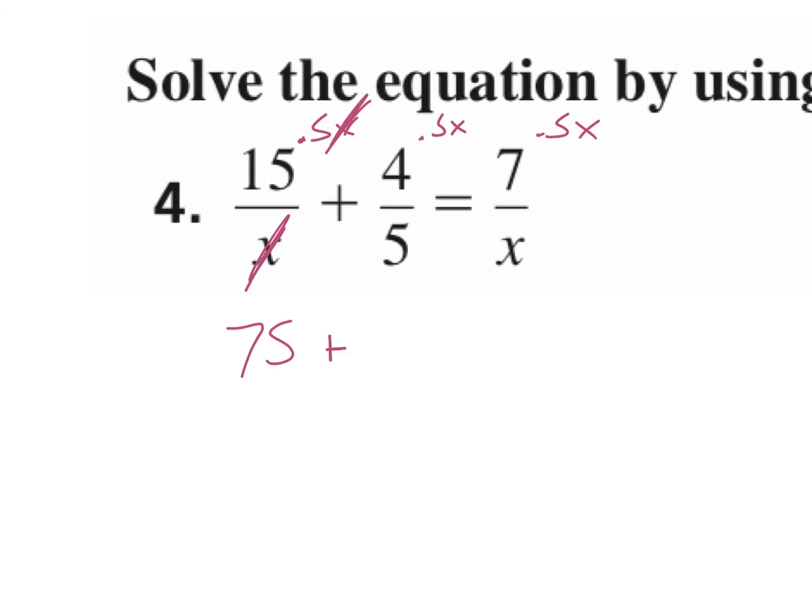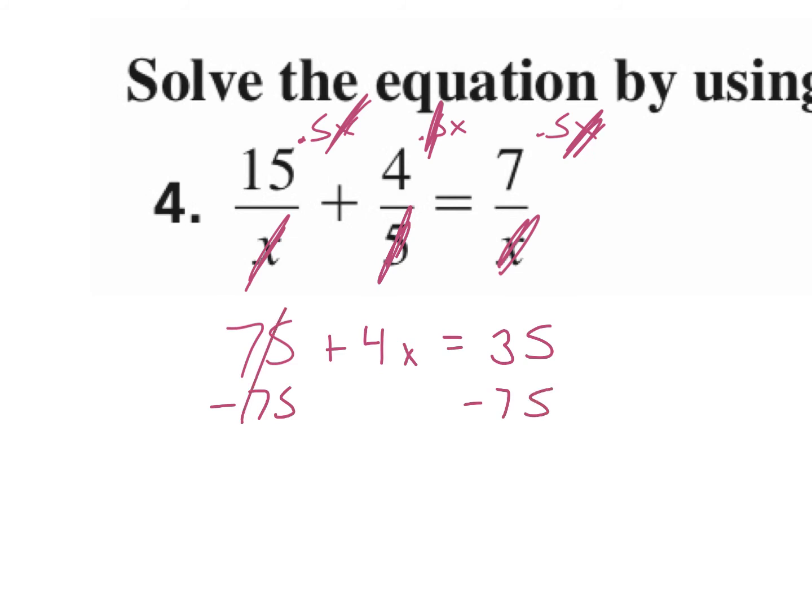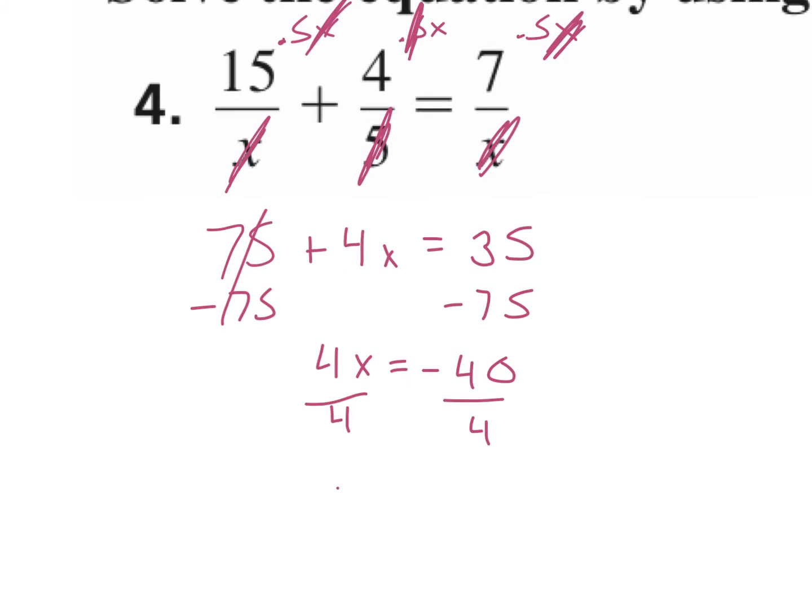In the second fraction, what cancels out? The 5. So what am I left with? 4x. And then in the third fraction, what cancels? The x's. So I'm left with 35. What do I do next? Subtract 75 on both sides. So 4x is equal to negative 40. Divide by 4. So what's x equal to? Negative 10.